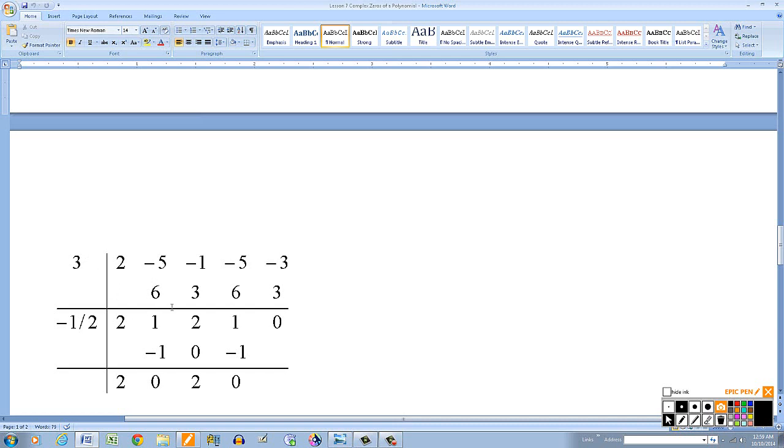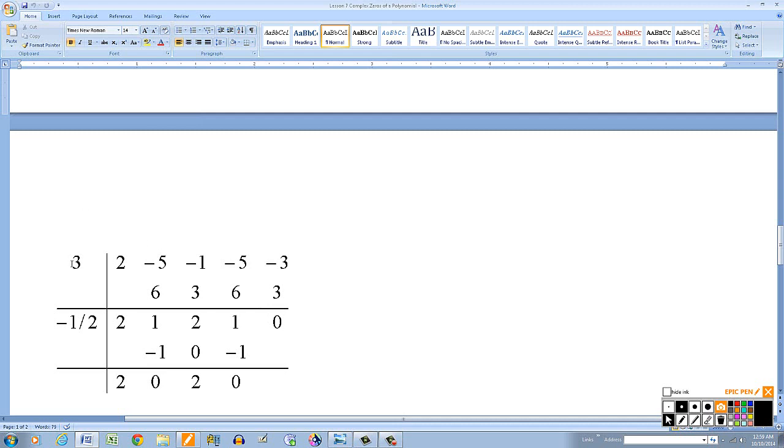Then 3 times 1 is 3. Take it over to the next column, negative 1 and 3 is 2. 3 times 2 is 6. Negative 5 and 6 is 1. 3 times 1 is 3. Bring it over. Negative 3 and 3 is 0. So I get the remainder to be 0, so I know that 3 does work.